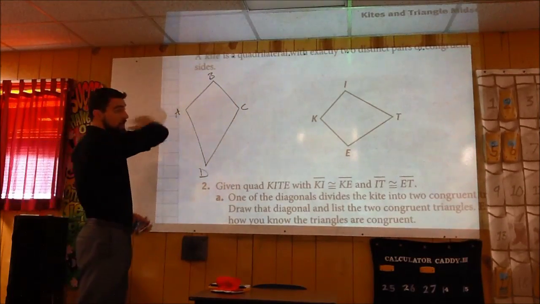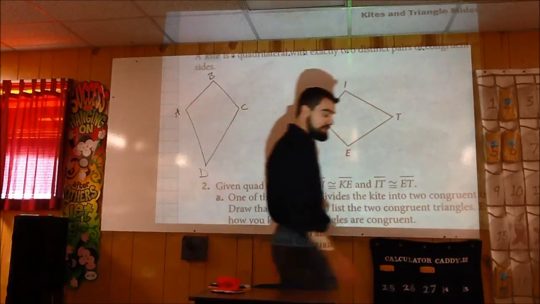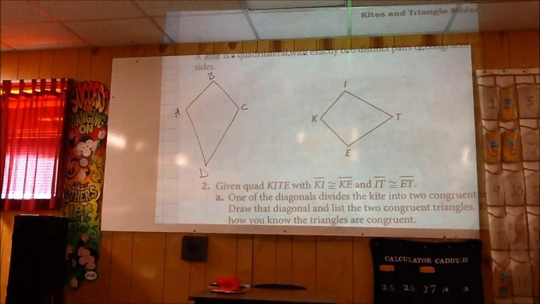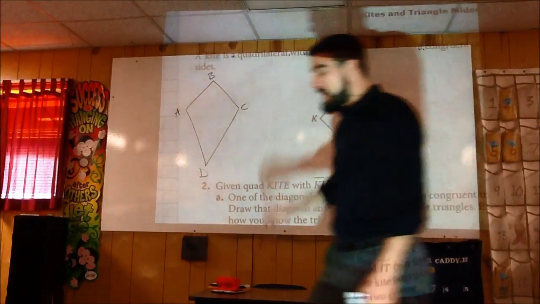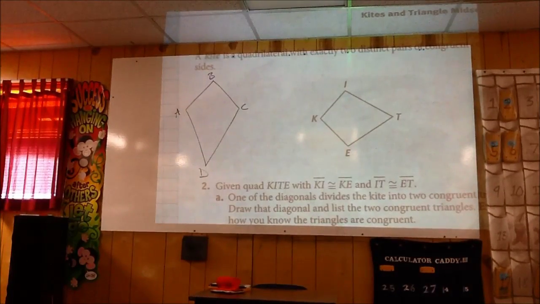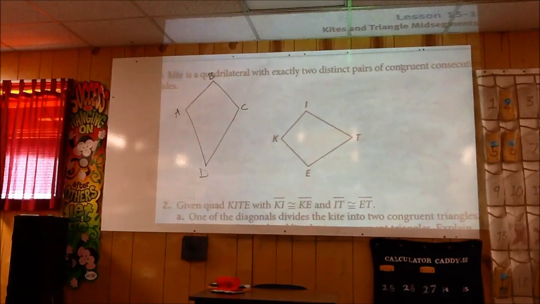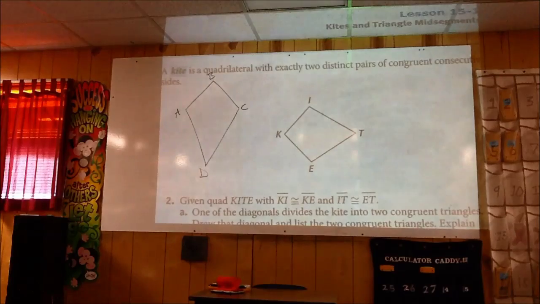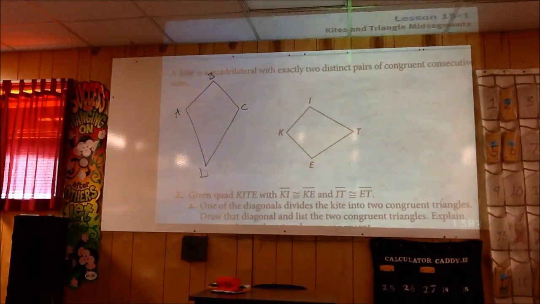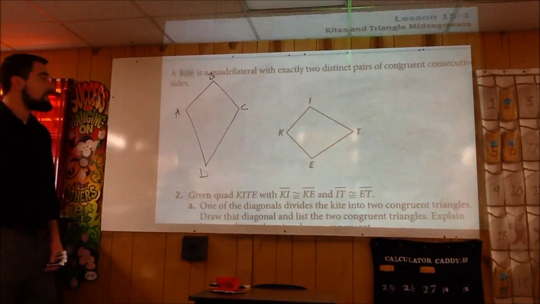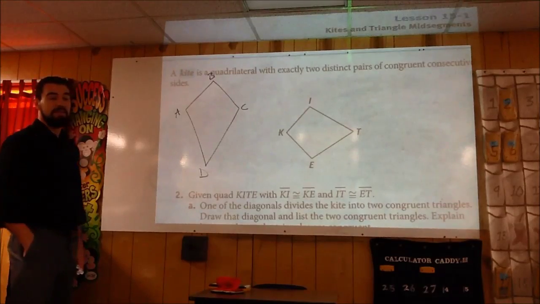So if I were you, I would draw a line after we just got done talking about the general facts about quadrilaterals. And now this is a kite. If you look at the very top of the board, there is the definition of a kite. So we're going to go ahead and write that down together. A kite is a quadrilateral with exactly two distinct pairs of congruent consecutive sides.